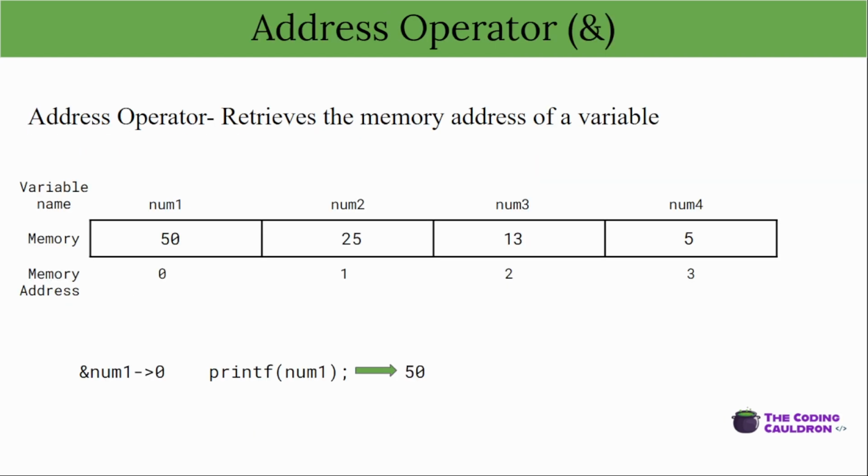Going a bit deeper into the address operator, here we have an example of a memory. It stores the values of num1, num2, num3, and num4, each with a specific memory address. If we do &num1, what the address operator does is it retrieves the memory address of num1 that was assigned to it in the variable declaration, in this case 0.